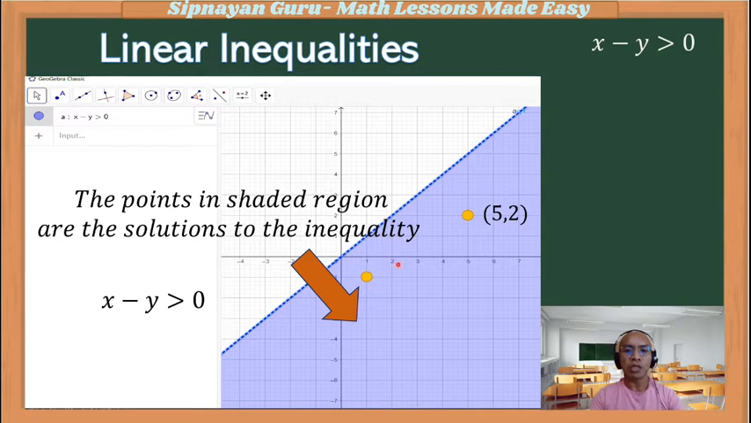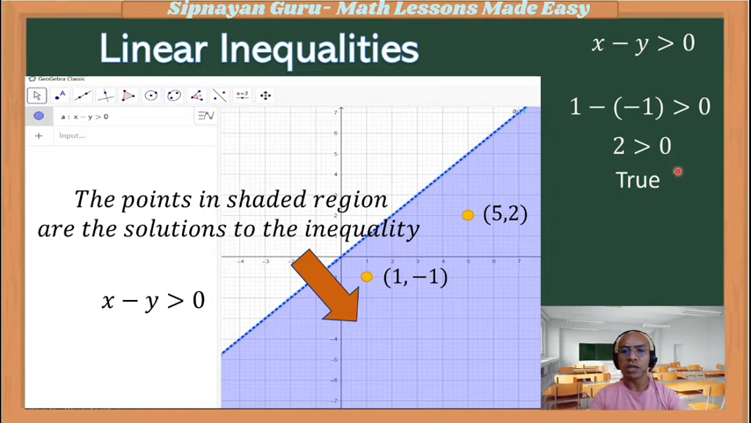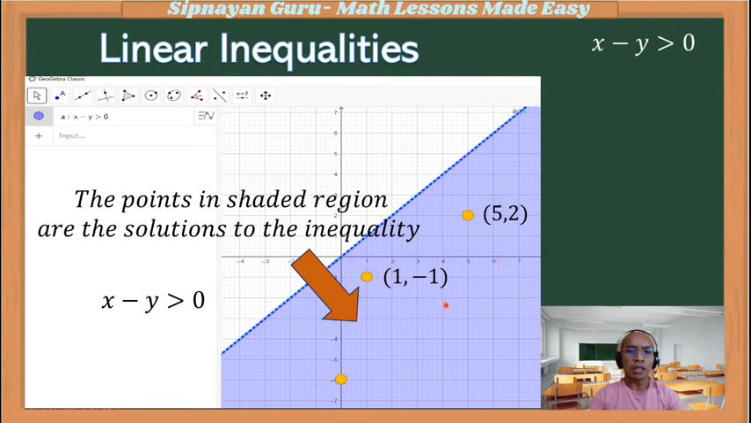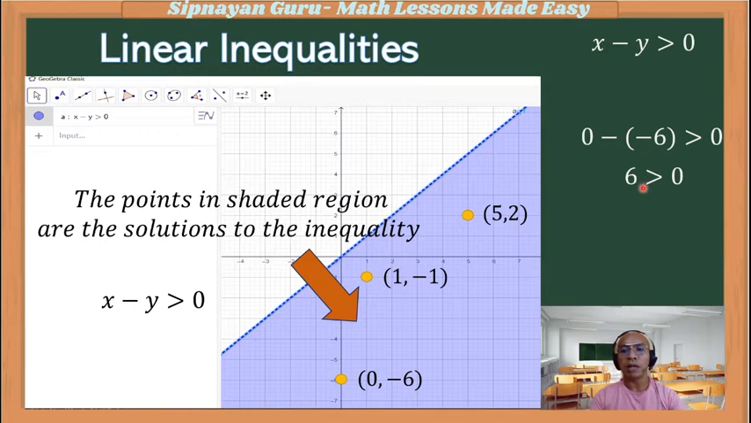Let's try another point. Suppose we have a point here, (1, -1). If 1 is x, then negative times negative 1 is positive 1. So 1 plus 1 is 2, and 2 is greater than 0, so still that is true. Let's try another point that falls along the y-axis. This is (0, -6). 0 minus negative 6, negative times negative becomes positive. So 0 plus 6 is 6, and that is greater than 0. Still, that is true. So all the points that can be located in the shaded region are the solutions to this given inequality.